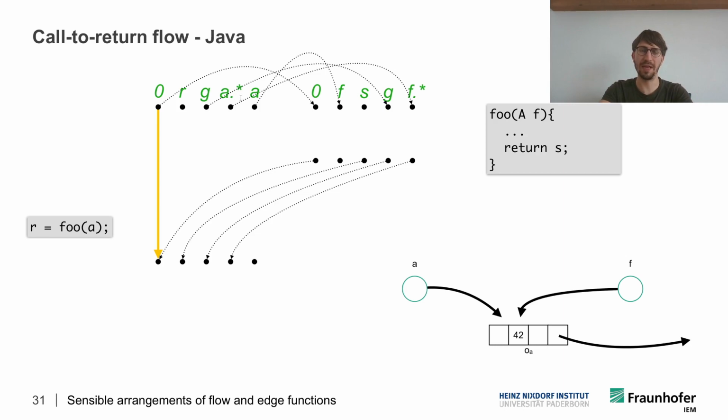Also for A dot star, so for any fields of A, we don't have the call to return flow here, because they all go through the context of foo. But for A, we do have this propagation here, as A cannot be modified in the context of foo.